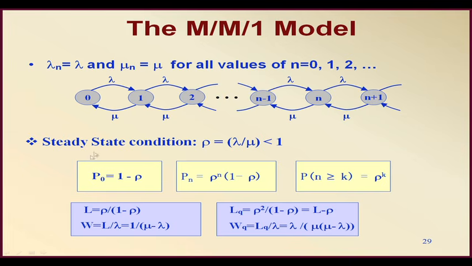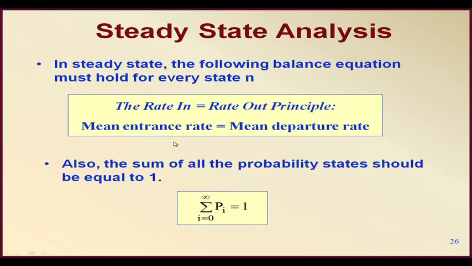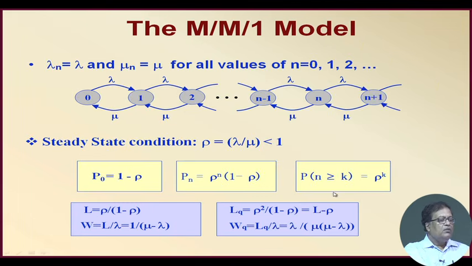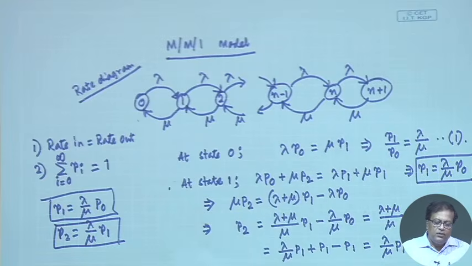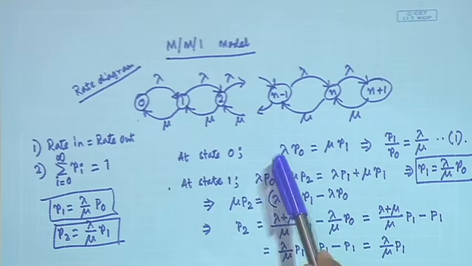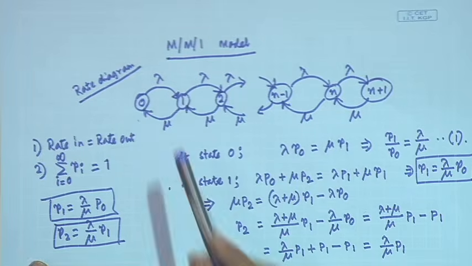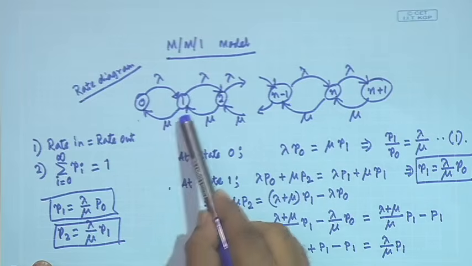Then what we did was the steady state balance equations. The balance equation is rate in equal to rate out, meaning mean entrance rate equal to mean departure rate, and also the sum of all probabilities should be 1. Let me show this once again. Look at this rate diagram. At state 0, we put lambda P0, because that is where the probability is, equal to mu P1.